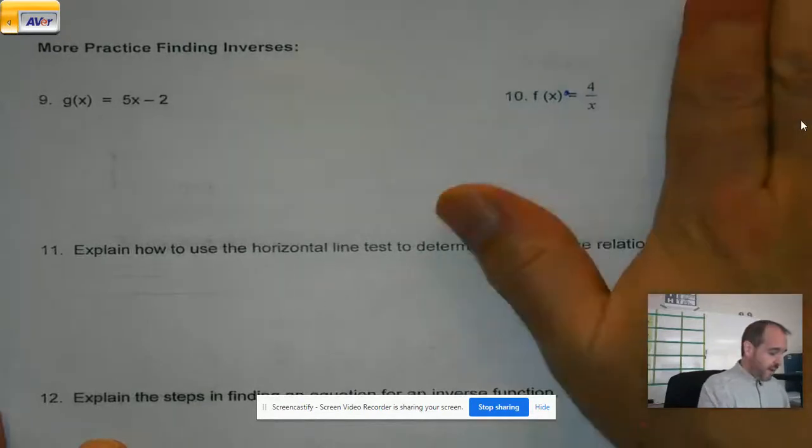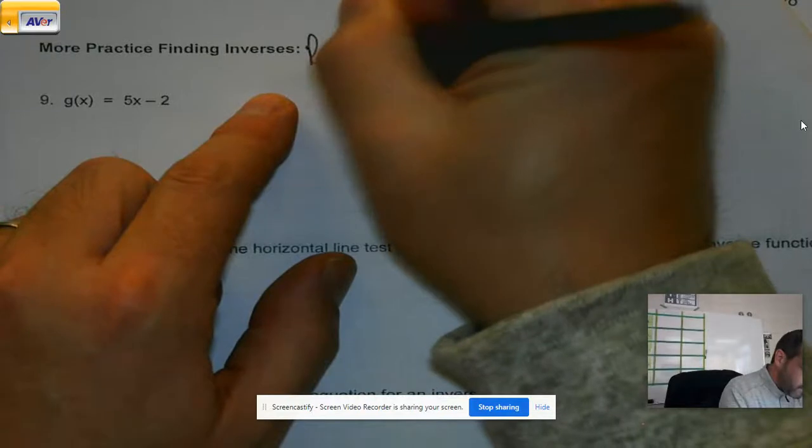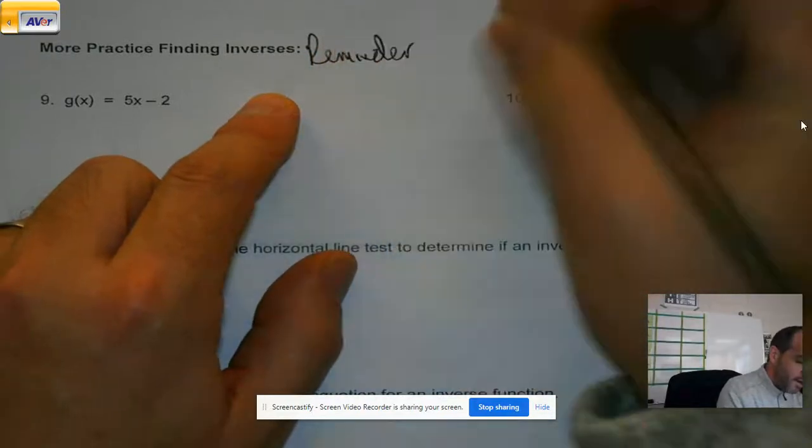Okay, more practice finding inverses. Remember, okay, reminder.